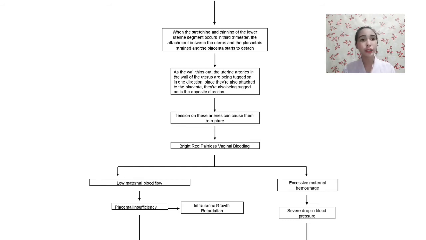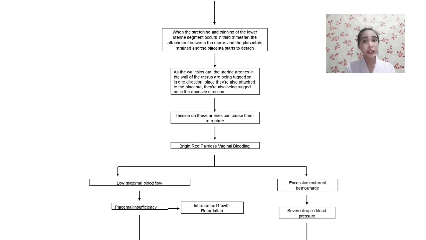The uterine arteries, which are in the wall of the uterus, are being tugged on in one direction, and as the wall thins out, since they are also attached to the placenta, they are also being tugged on in the opposite direction. So the tension of these arteries can cause them to rupture and the blood leaks through the vagina. Bleeding is the primary symptom of placenta previa, and it occurs in the majority, 70% to 80%, of women with this condition.